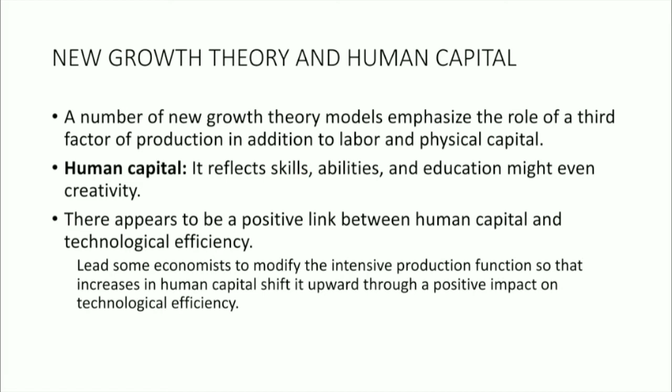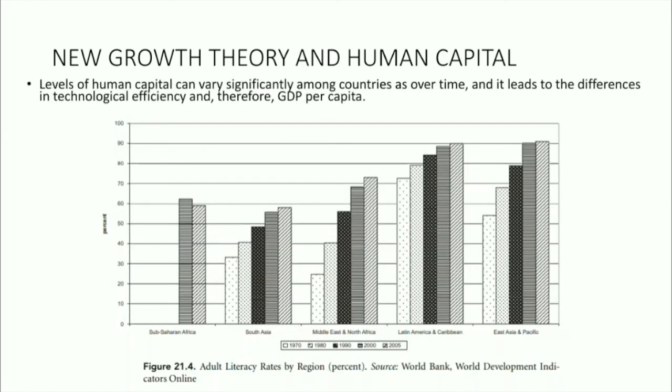There appears to be a positive link between human capital and technological efficiency, and with these considerations, some economists modify the intensive production function so that increases in human capital shift it upward through a positive impact on technological efficiency. Levels of human capital can vary significantly among countries and over time, and this leads to differences in technological efficiency, and it would also lead to differences in GDP per capita.